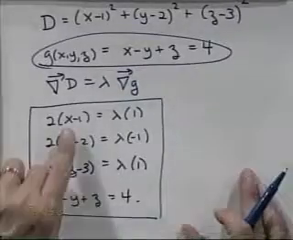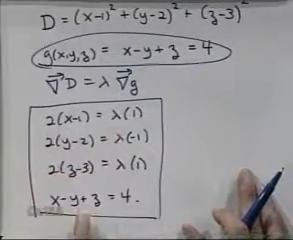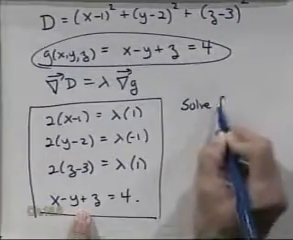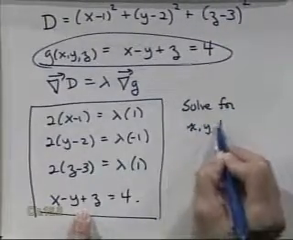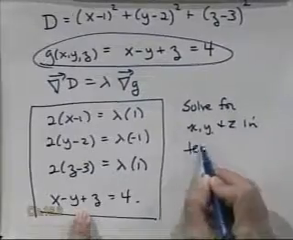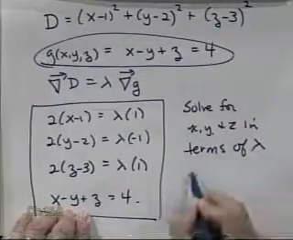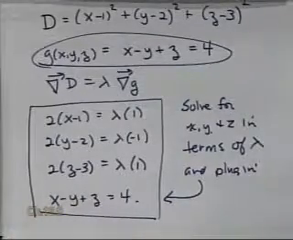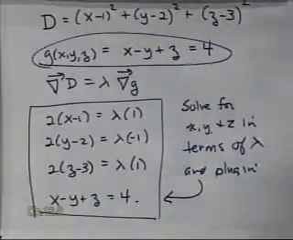This one cries out: solve for x in terms of lambda and plug it into the bottom equation. Solve for x, y, and z in terms of lambda and plug in here. That's exactly what you want to do.